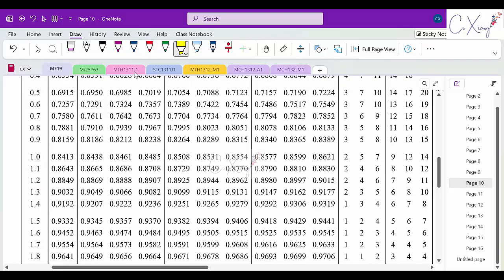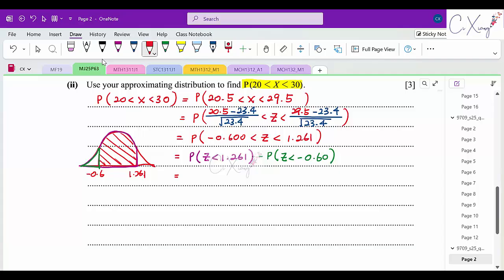1.261. 1.2 is here, then 6 is this one, then 1 means this. What you need to do is take 8962 plus 2 at the last digit, then you get 8964. Okay, so I'm having 0.8964 here. I put it as purple here. 0.8964. Then minus, for the green part, I know that this area equals z greater than 0.6.